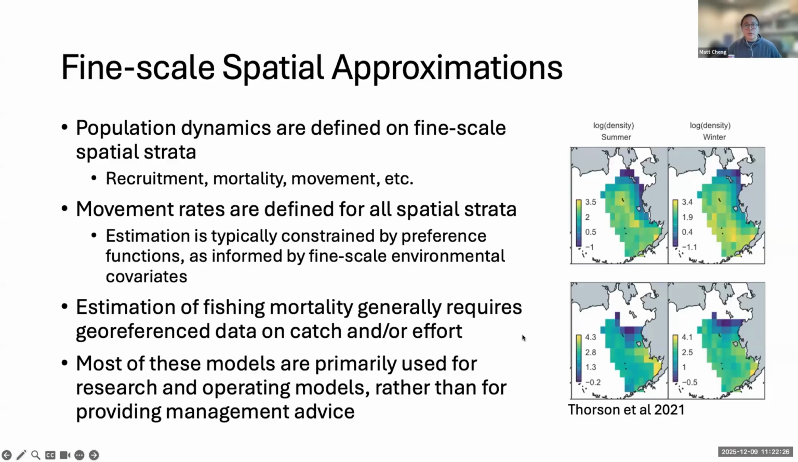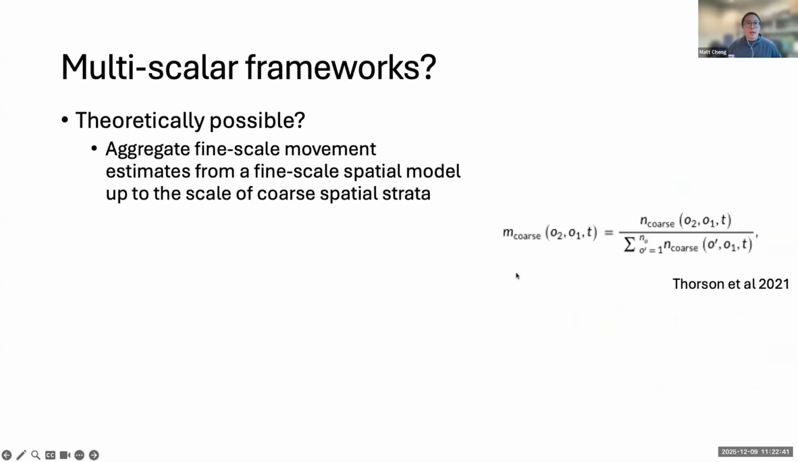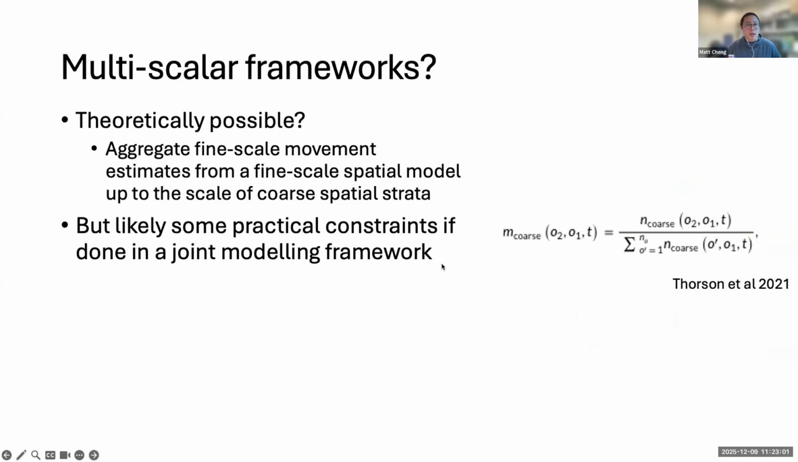The last theoretical framework or approximation I'll talk briefly about is multi-scalar frameworks. I think there haven't been that many examples, and I'm not as familiar with this, but essentially you have a fine scale tagging submodel, and you can then aggregate movement estimates from the fine scale tagging submodel to match up with the scale of the coarse spatial strata, and then your population dynamics operate on this coarse spatial strata.